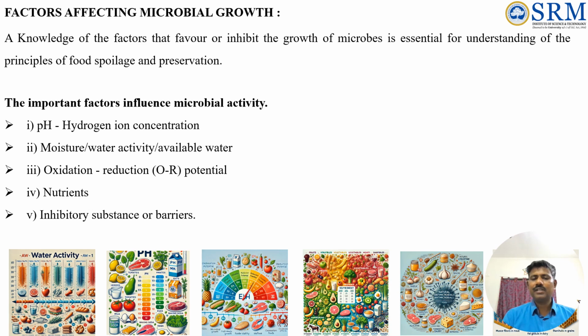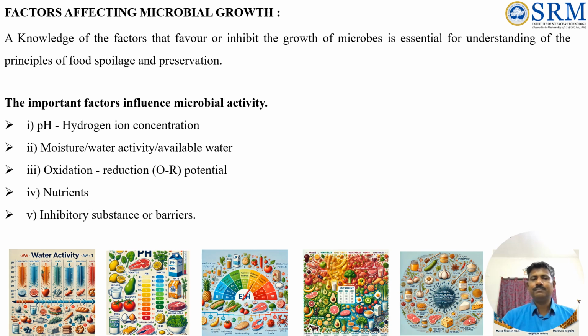The external factors are storage temperature, storage relative humidity, and atmospheric conditions or atmospheric gas composition. They influence the microbial growth. Apart from that, microbial activity is also covered in the external factors. Why do we want to know about the external and internal factors responsible for the growth of microorganisms? Because the knowledge is helpful for understanding food spoilage, as well as for the preservation of food material.